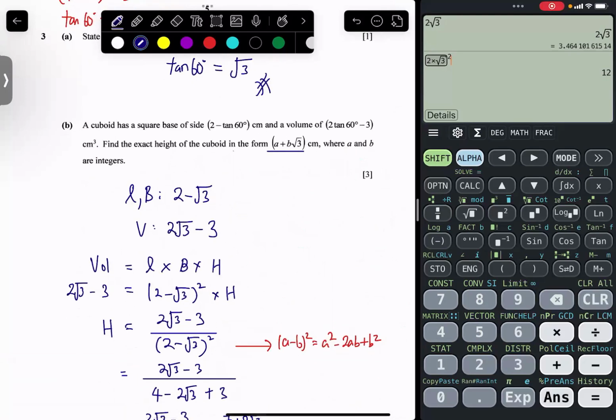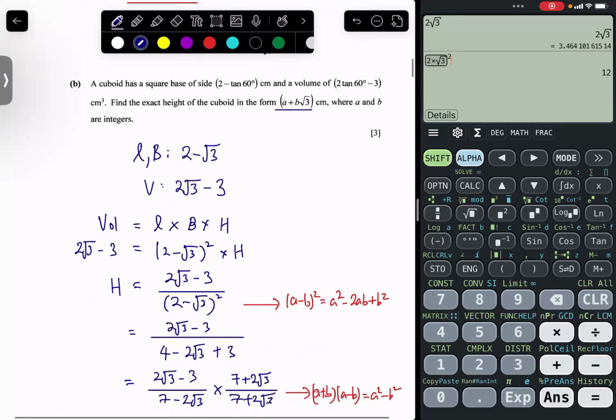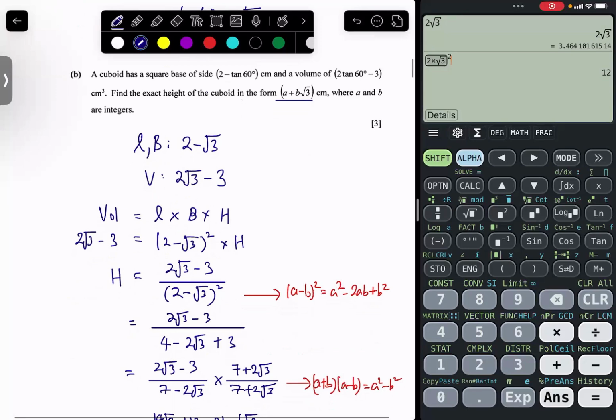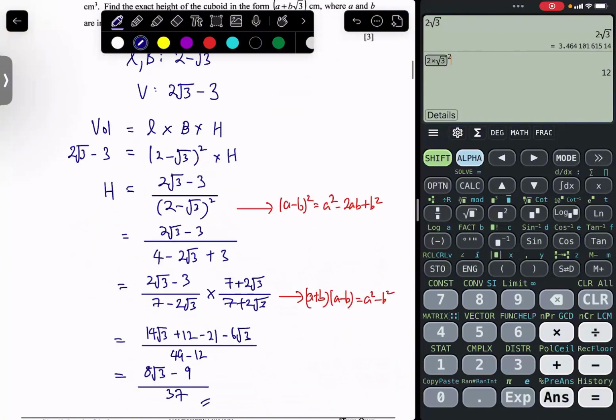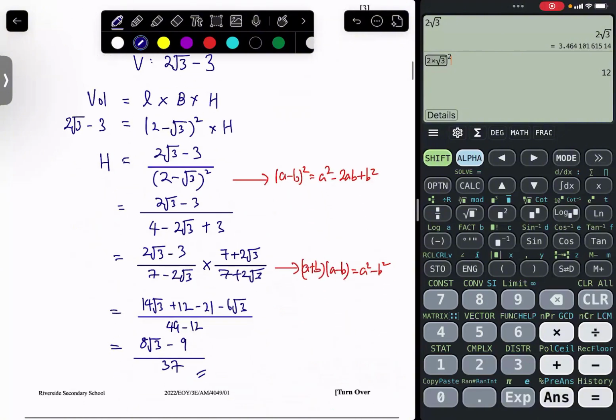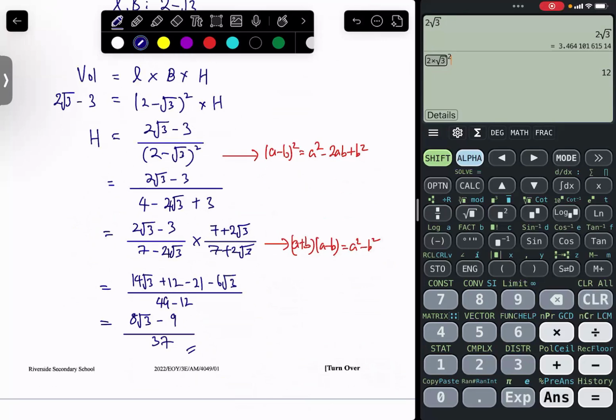Cuboid has a square base of 2 minus root 3. 2 root 3 minus 3. Find the exact height where a and b are integers. Oh, sorry, I made a mistake over here. Okay, this is 4 root 3.